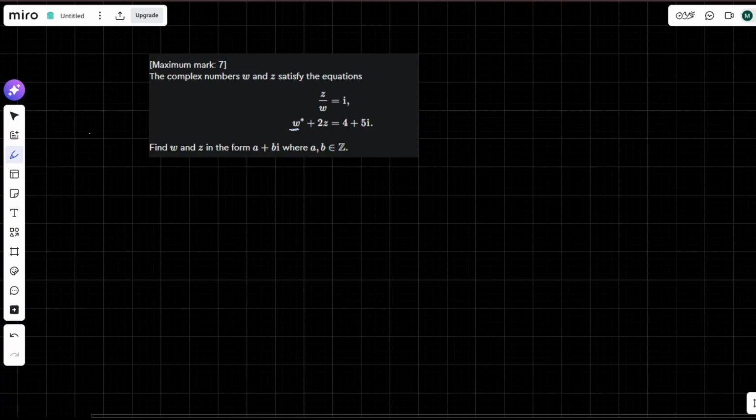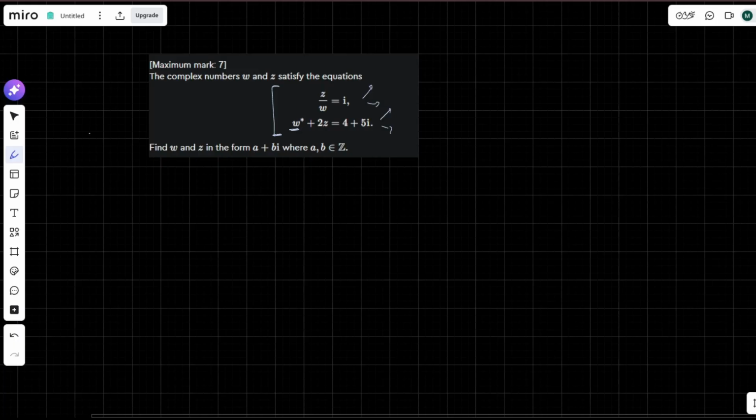So this is the complex numbers W and Z satisfy these two equations. This is probably going to end up being a kind of simultaneous equation style problem. But I'm going to be careful in the way that we structure this. Each complex number equation that you get generally can be turned into two distinct equations, because in each complex number equation you're going to get a real component and an imaginary component, and both of those can be split off into two separate equations. So two equations here become four.